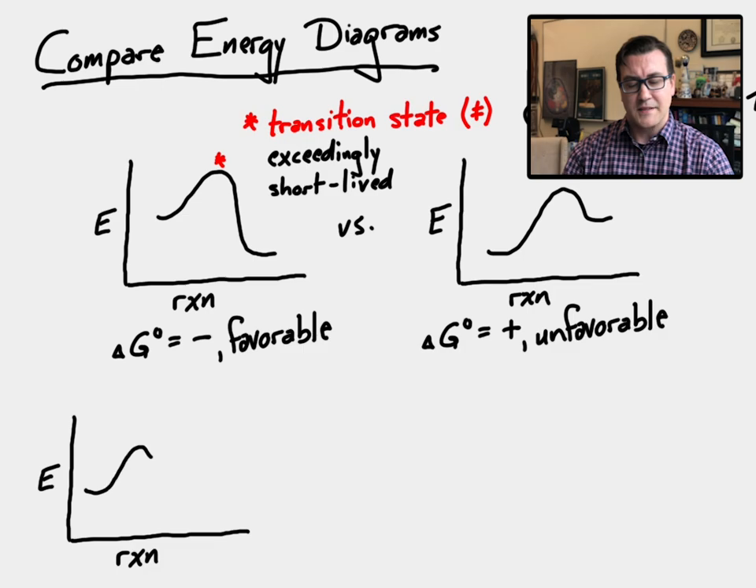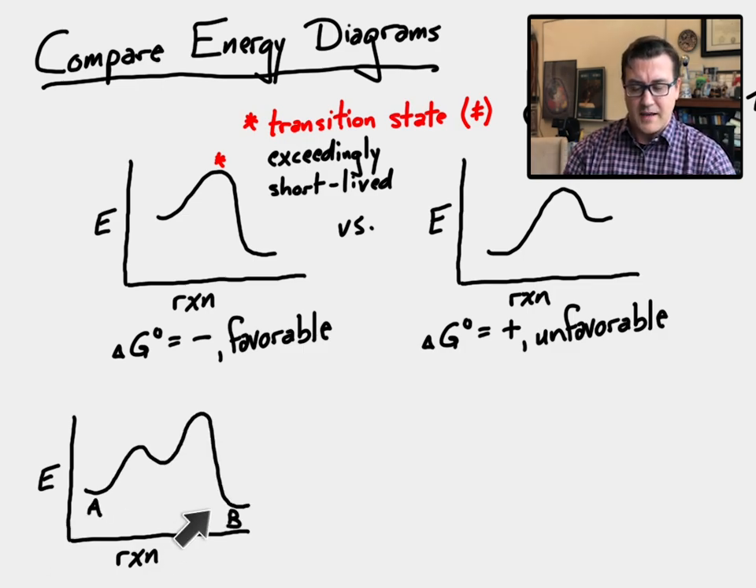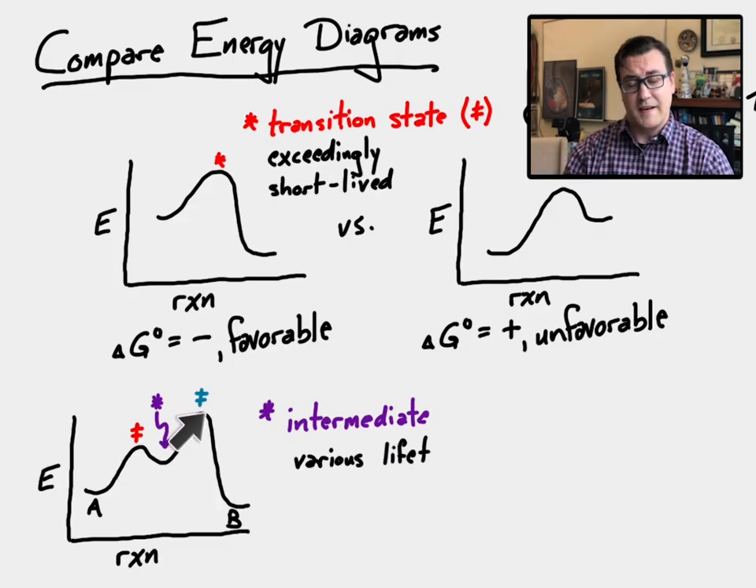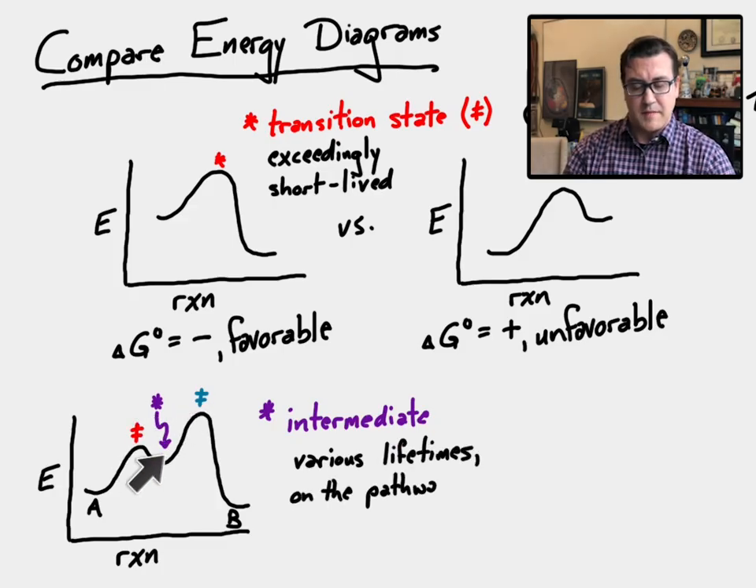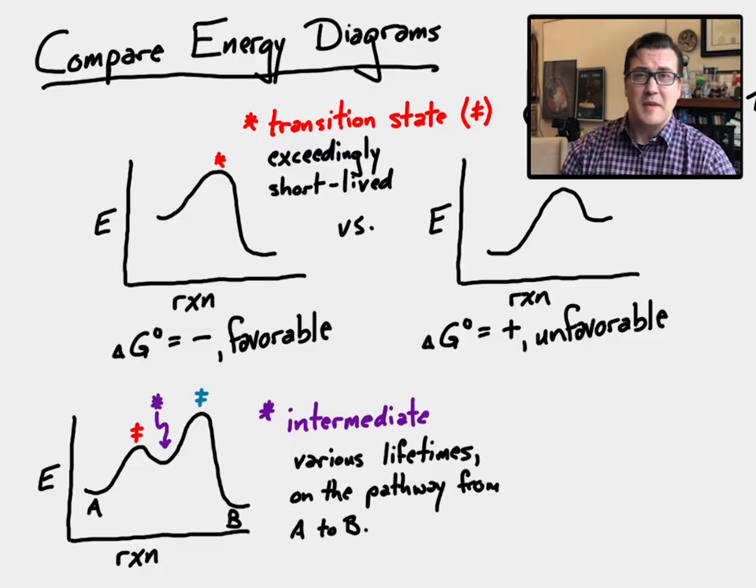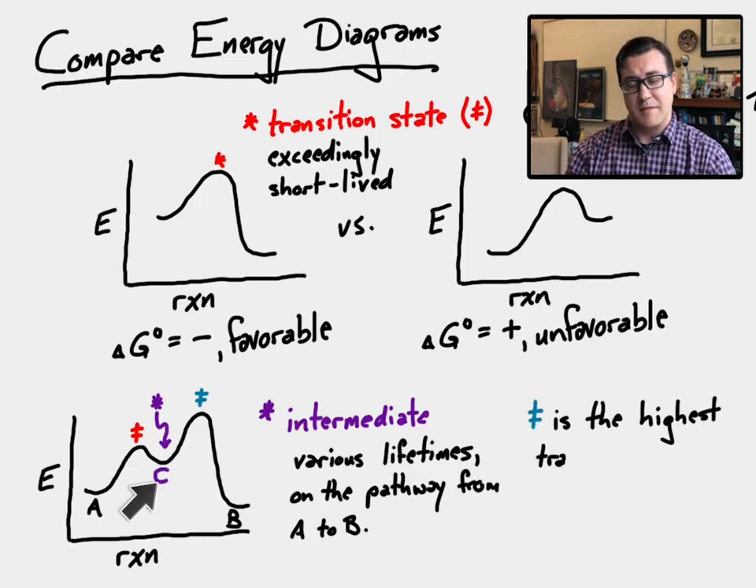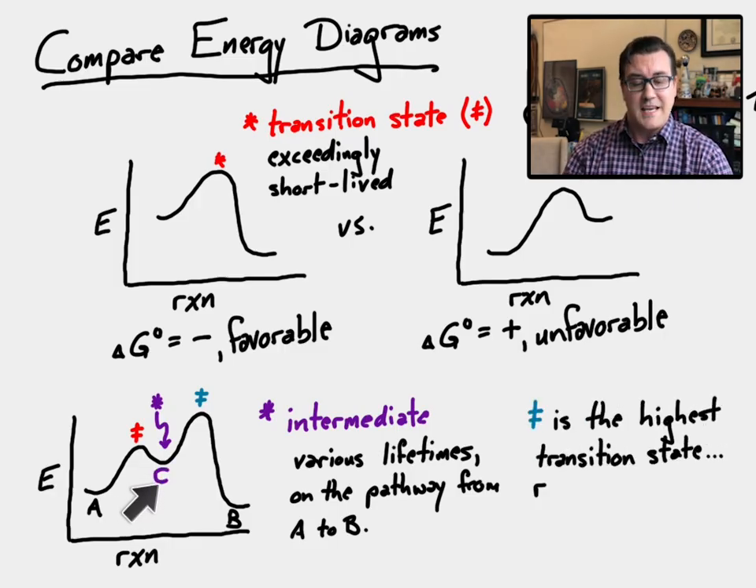So let's look at another case when we have a slightly more complicated reaction energy diagram going from A to B. We have this new little blip here in the middle. So in this case, you end up having two transition states, one highlighted as red and one highlighted as blue, and you have this new thing in the middle called an intermediate. And intermediates have quite varied lifetimes. They can be from nanoseconds to seconds to minutes. And on the way between A and B, we call this intermediate C.